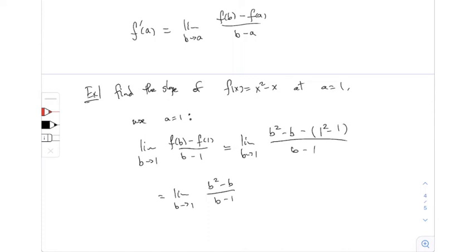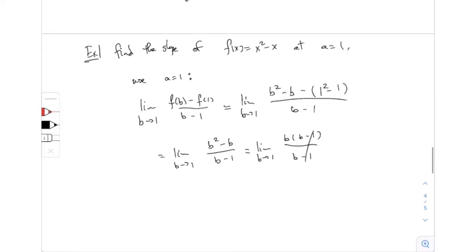What do you think? What can we do with this? Eventually we're going to take the limit by plugging in b equals 1, right? Because that's what the limit says. But if you do that right now, you'll get 0 over 0, which means you need to somehow simplify more. Anybody have a suggestion? How can we simplify that? Perhaps factor something? Yeah, what do you think? Yeah, in the top, you can factor b out: b times b minus 1, over b minus 1. And now you can cancel those b minus 1s like so.